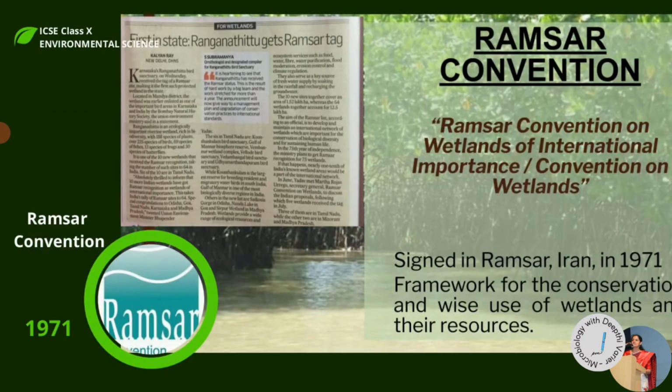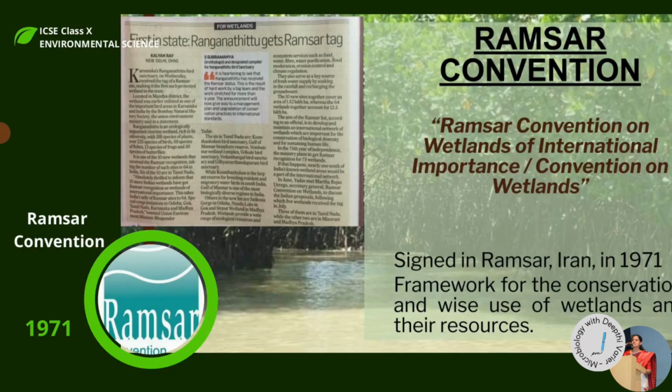The next one is the Ramsar Convention. See, a convention is like an agreement that is signed internationally. So here the parties are the different governments, the different countries. The Ramsar Convention is also called the Convention on Wetlands of International Importance, or just the Convention on Wetlands. It was signed in 1971, in a place called Ramsar in Iran. That's why it's called the Ramsar Convention. The name is from the city where it was signed.